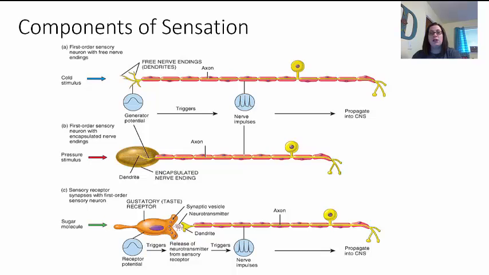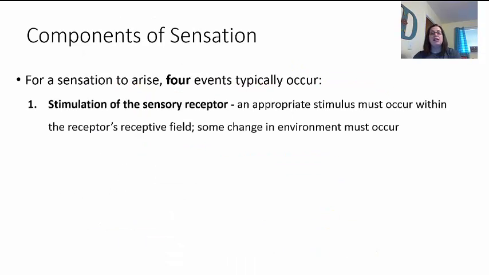So now let's look at the components of the sensation. A sensation has four main events that have to take place, okay, in order for you to feel or recognize that the sensation is there. The first is you have to stimulate the sensory receptor. We actually have to receive the message. So an appropriate stimulus must occur within the receptor's receptive field. All right, so there's got to be some change in the environment around the receptor. It has to occur to where it can be picked up or detected.